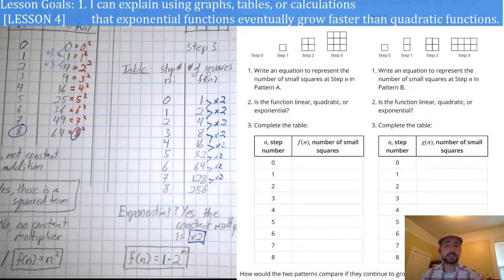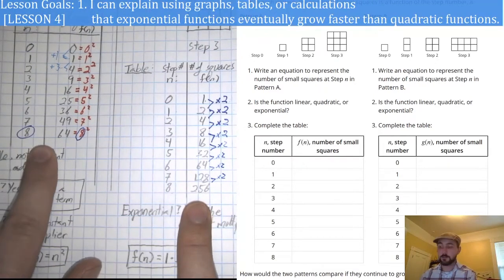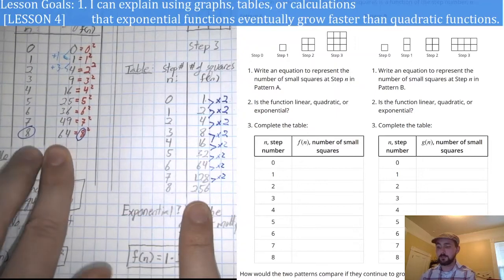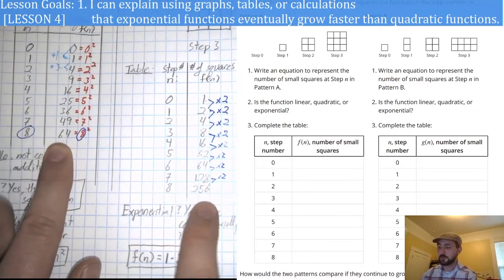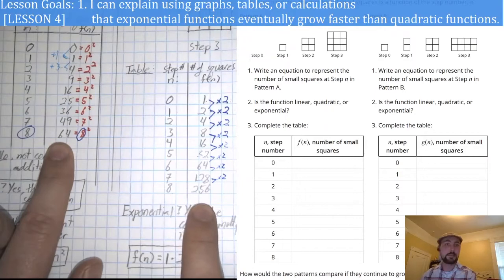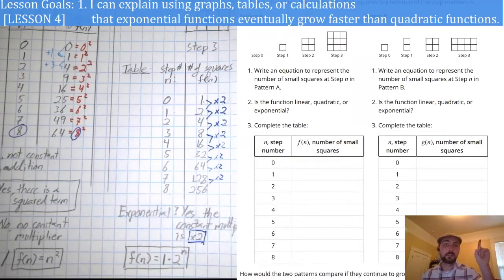I think if you're making observations like, well, they would both continue to get bigger, yeah, that'd be good. The big observation, let's think again about our goal for the lesson. The goal for the lesson is I can explain using graphs, tables, or calculations that exponential functions eventually grow faster than quadratic functions. So looking at these tables, does this exponential table look like it's growing faster? Yeah. And where are the observations? Well, you could say something like, well, in the quadratic, I see a 64 in step 8, whereas in the exponential, I see the 64 at step 6. Right? The exponential is already past it. Or you could say, I can see in the next step, the exponential is going to get even bigger than the quadratic. Something like that, I think, would make sense given our goal for the day.